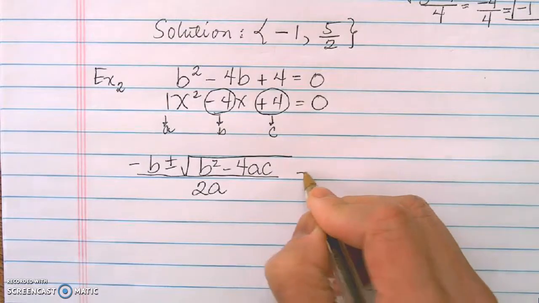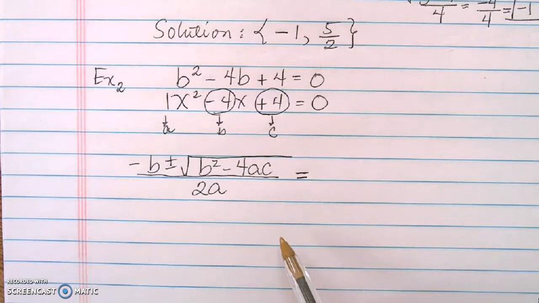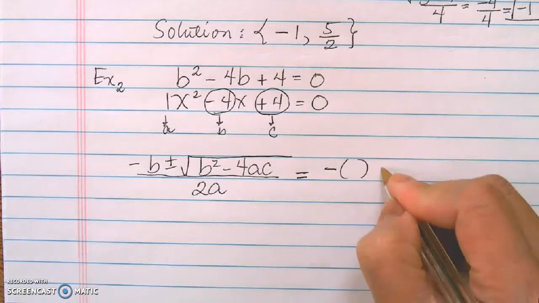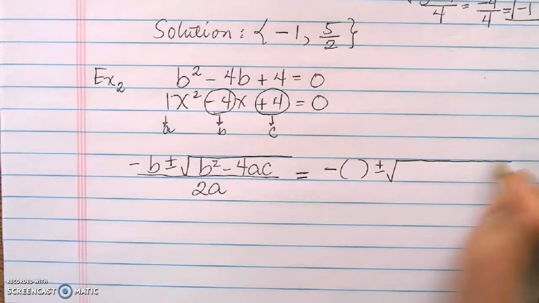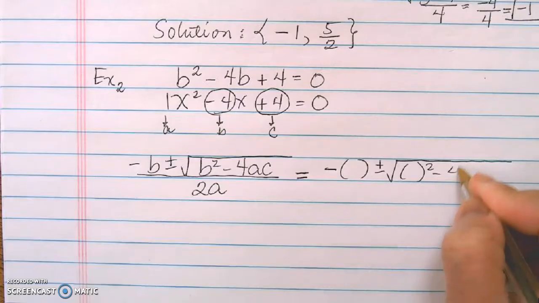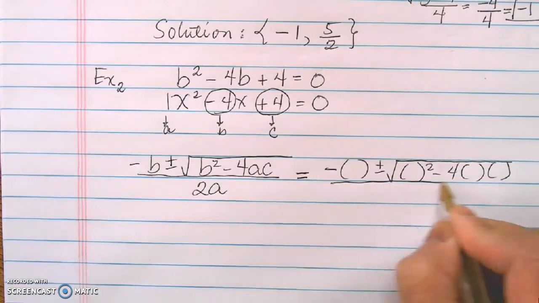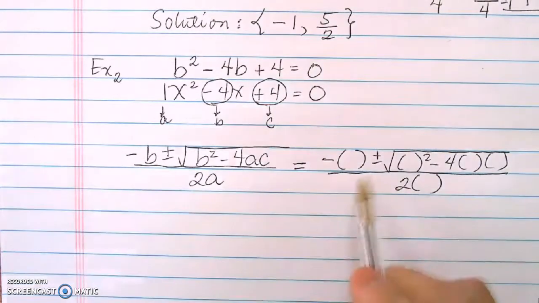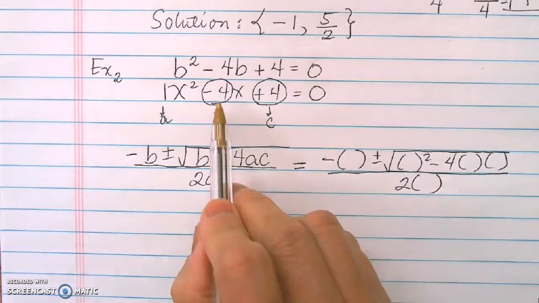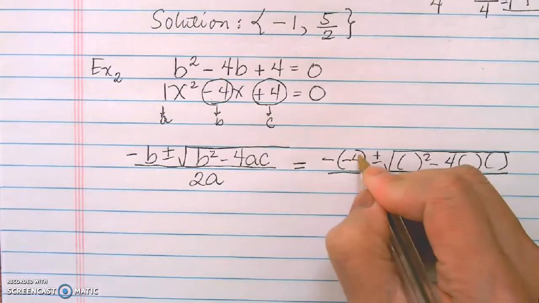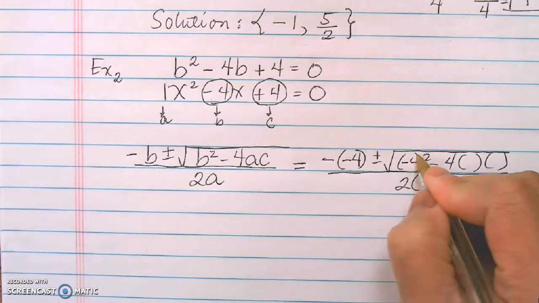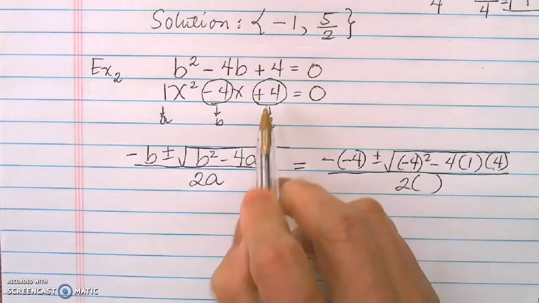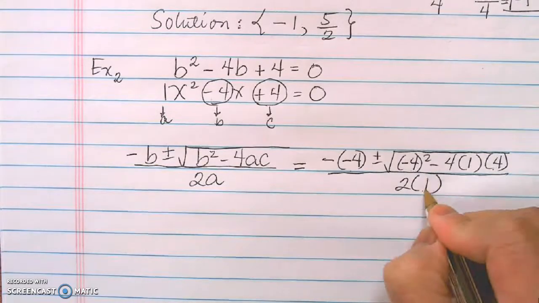And then again, copy down the formula, but this time using parentheses in place of the variables. So negative parentheses plus or minus square root of parentheses squared minus 4 parentheses all over 2 parentheses. Now let's start plugging. This is your b, and so it's a negative 4 there, so I'm going to put a negative 4. This is b again, so negative 4 again. This is a, which is a 1. This is c, which is 4 right here, and this is a again, which is 1.